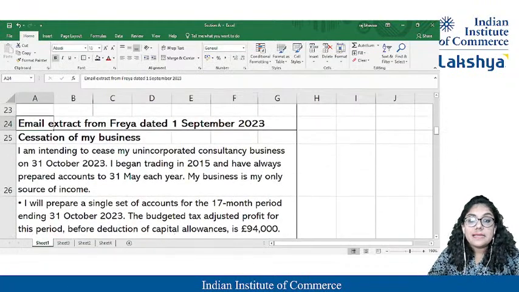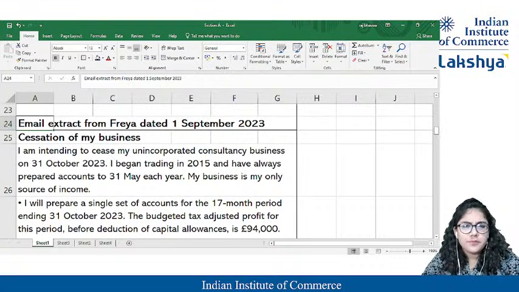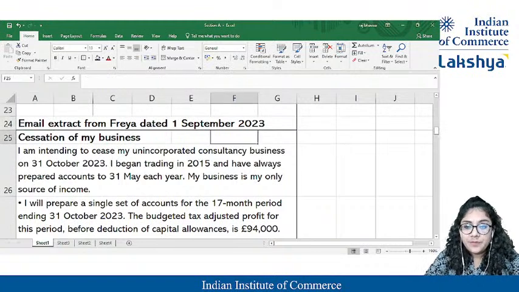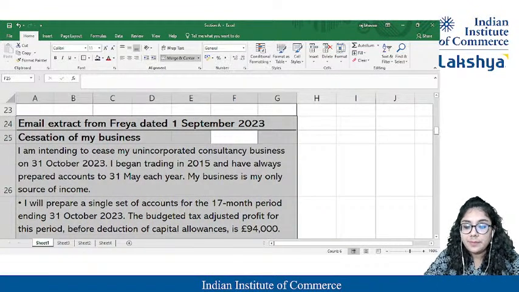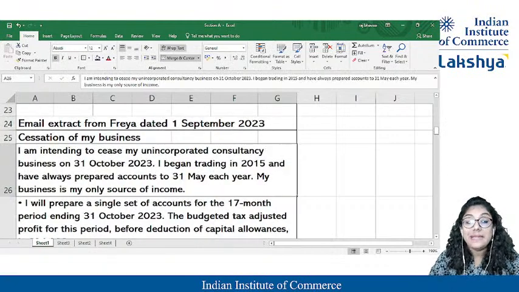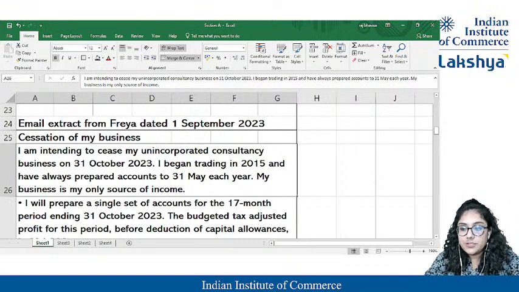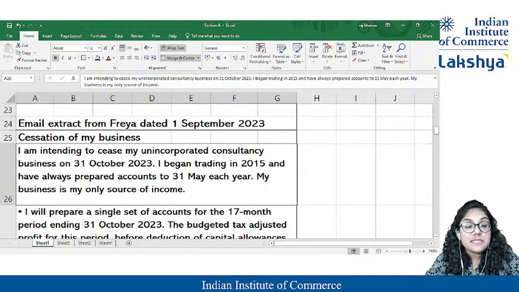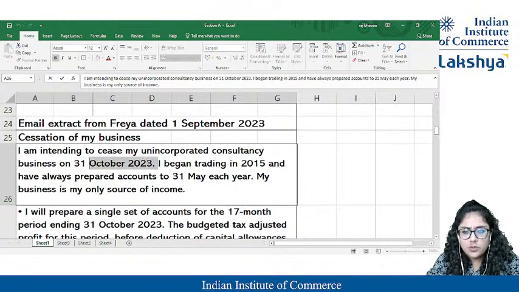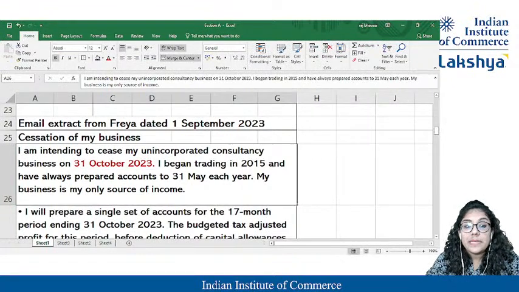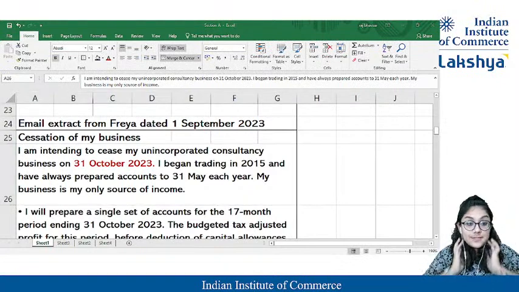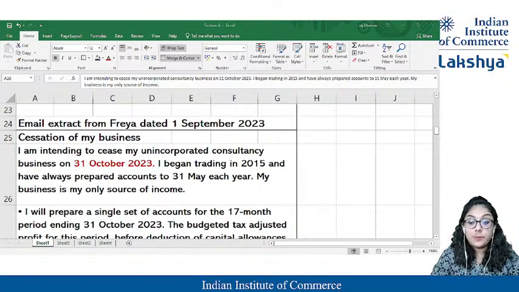Emails are extracted from Freda, dated 1st September 2023. Cessation of my business. So who was Freda, guys? You remember it? Yeah, that was the wife of KEP's director. So, cessation of my business: I am intending to cease my unincorporated consultancy firm on 31st October 2023. Students, when I highlight the dates, they are to be taken care of very carefully because there will be a game of dates.